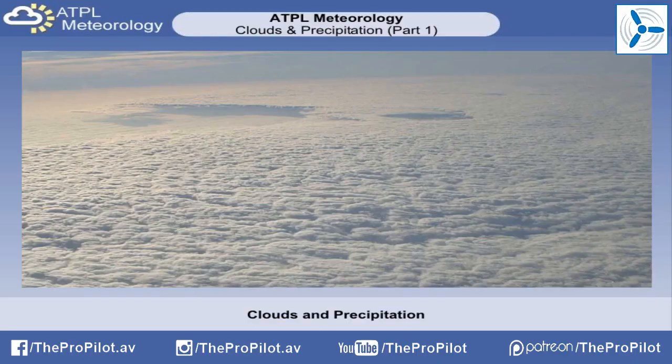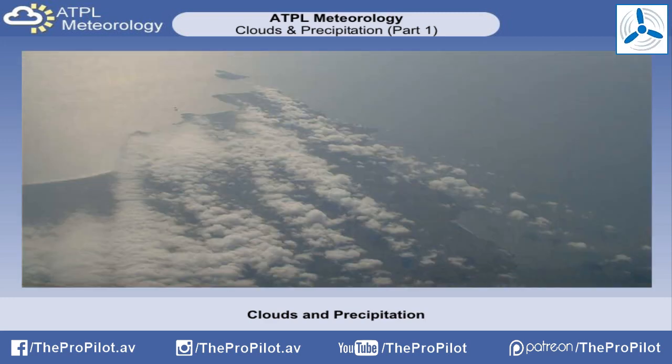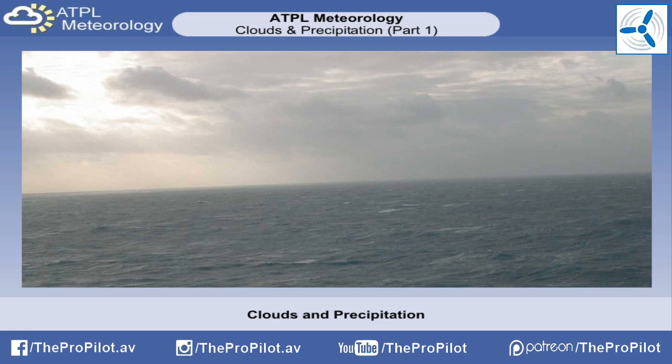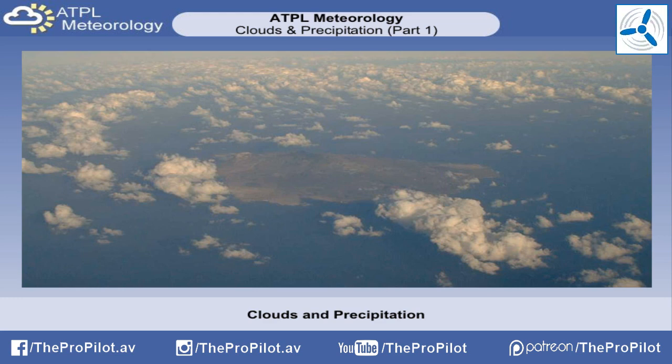Throughout this lesson, we are going to look at clouds, their formation and characteristics, and how they relate to aviation. We shall also look at precipitation and how it is produced. This lesson links strongly with the principles of stability, which we discussed earlier in this course.